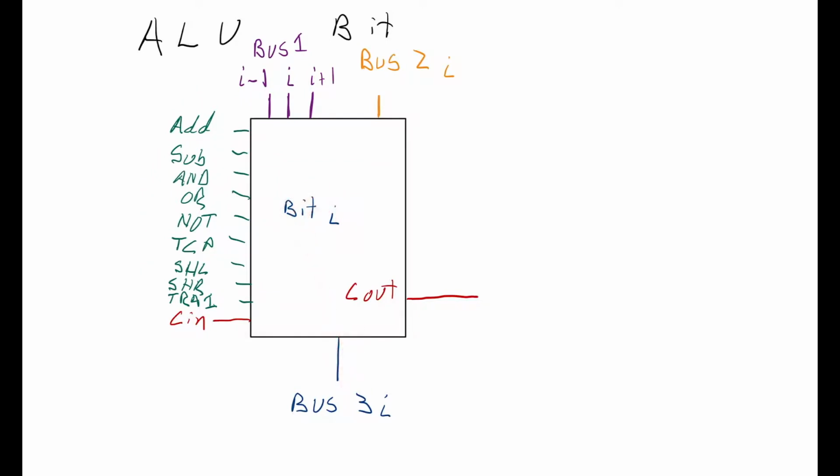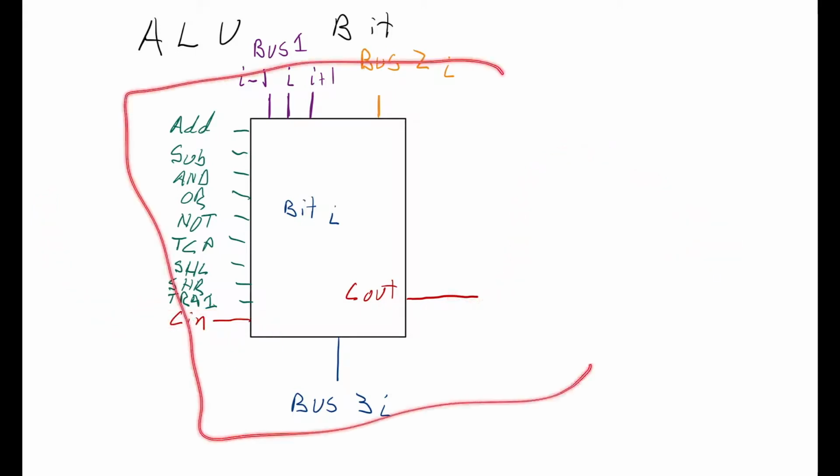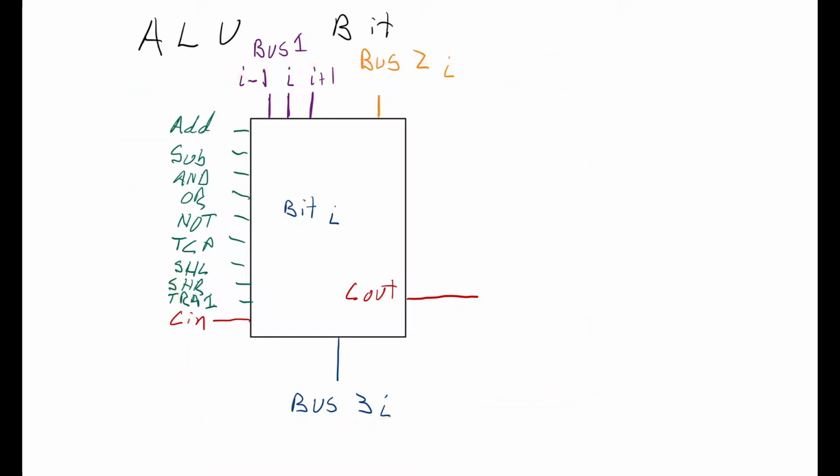Now also, since we're going to have to do carries, when we add two numbers together, we're going to have to produce a carry out. And the carry out will go into the carry in of the next bit. So when we place this bit 5 down, then the carry in would be from bit 4, and the carry out would go to the carry in of bit 6. So this is the circuit that we're focused on creating in this lab.